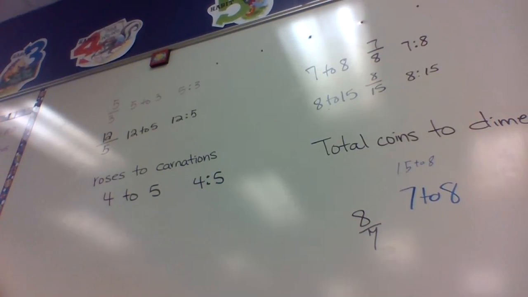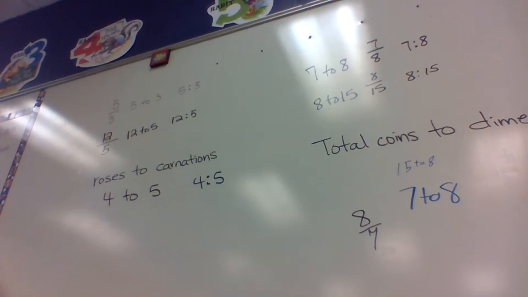How many oranges does this person have? 6. How many apples does this person have? 7. So the question says, who has more orange slices? They got the same amount. Which one? The top person or the bottom person? Top. The top person, because they have 7. This person has 6, right?